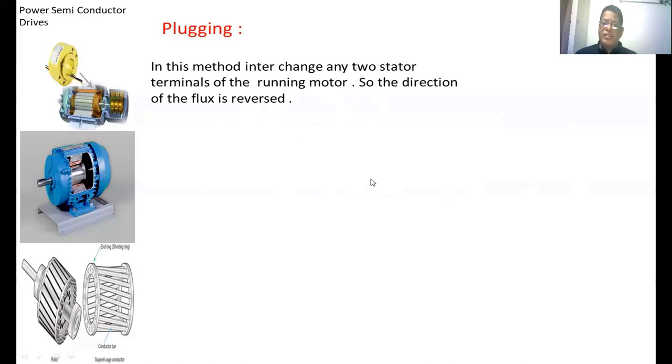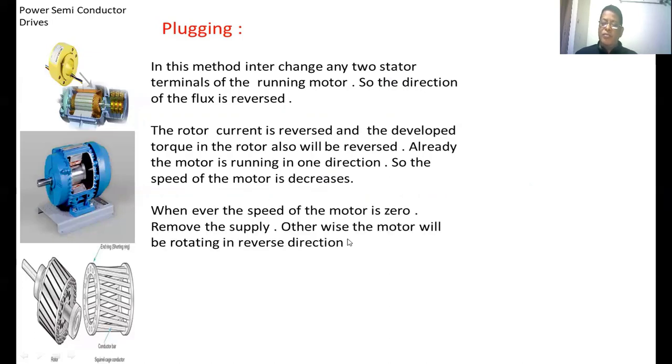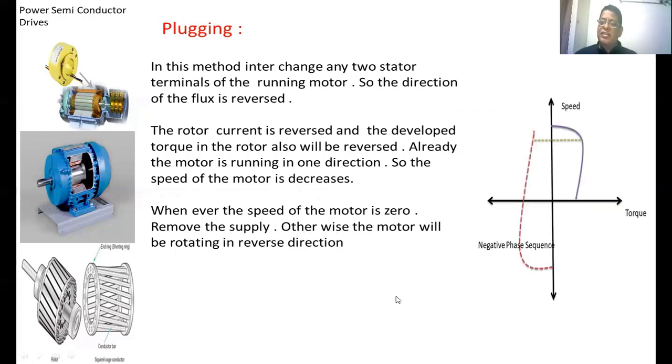So the direction of flux is reversed, the rotor current is reversed, and the developed torque in the rotor also will be reversed. Already the motor is running in one direction, so the speed of the motor is decreased. Whenever the speed of the motor is zero, remove the supply, otherwise the motor will rotate in the reverse direction. These are the characteristics of an induction motor during plugging.